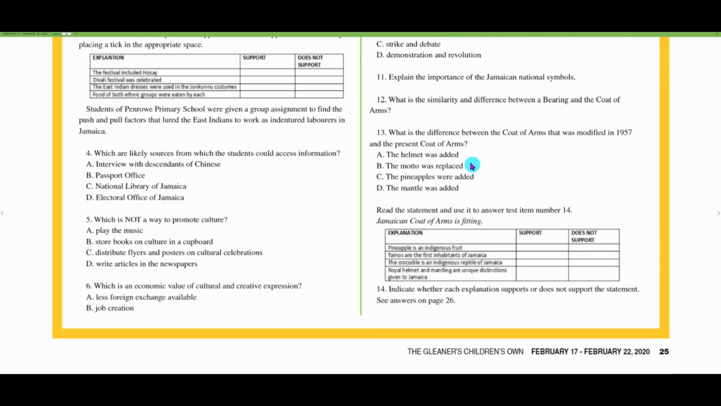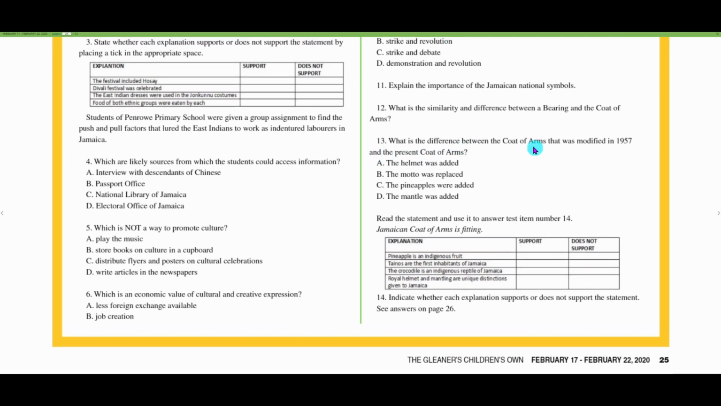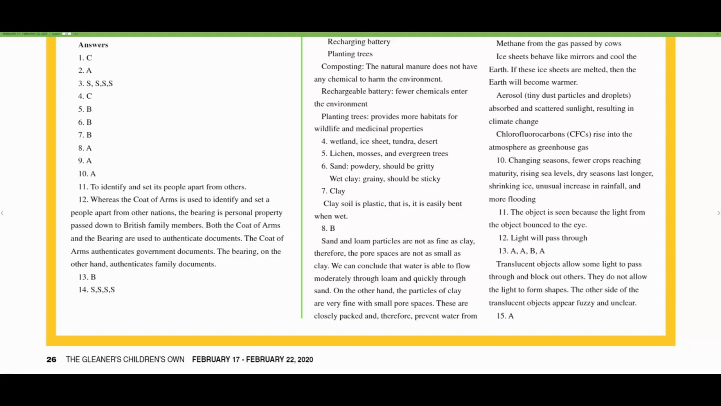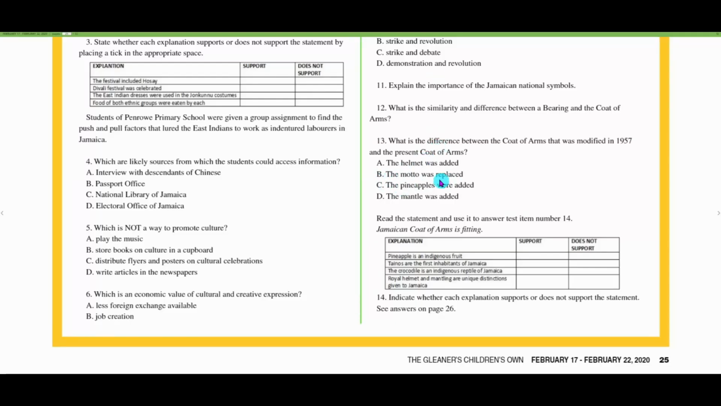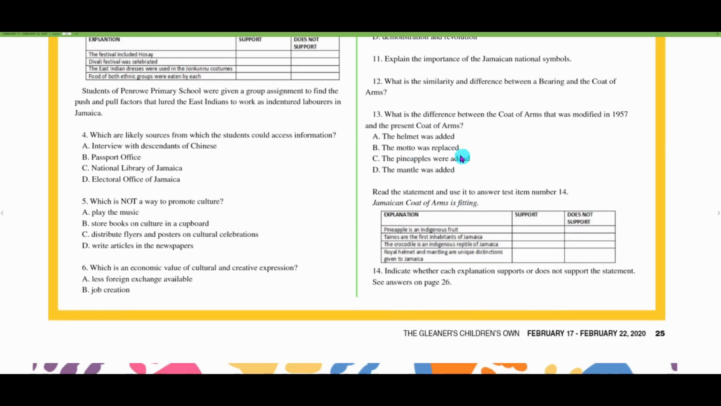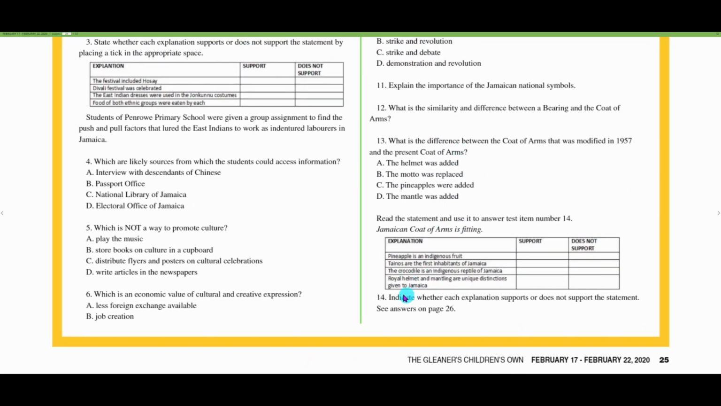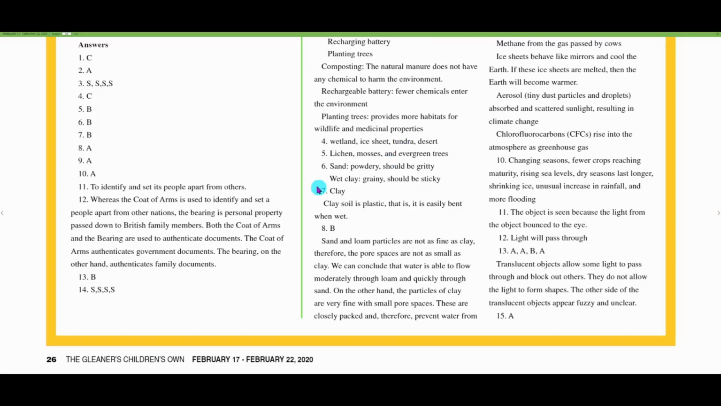And we have 13, difference between the coat of arms and what was modified in 1957. And we have B here. Let's go with B. Yes, we know that the motto was replaced. And now for 14, indicate what is supported and not. Let's go. And again, yes, all of these things were supported.